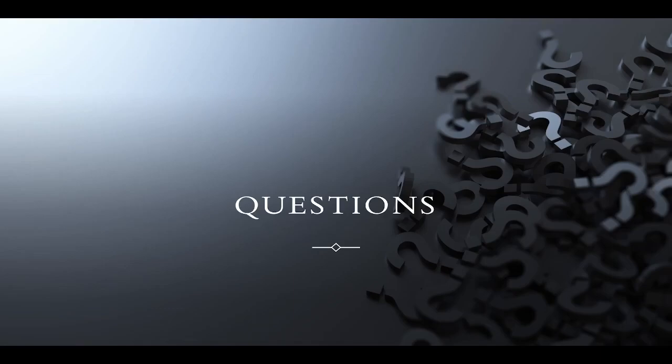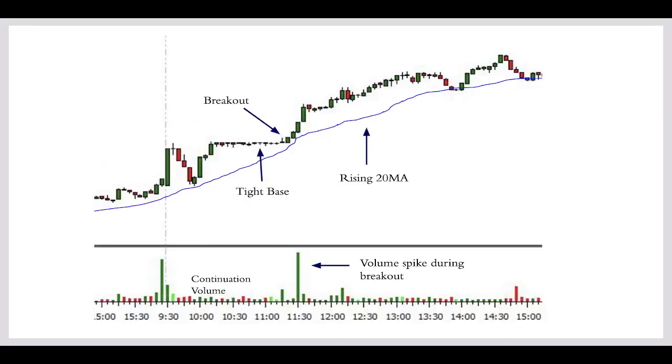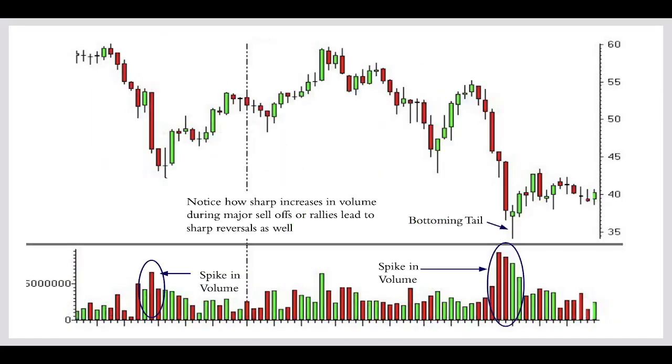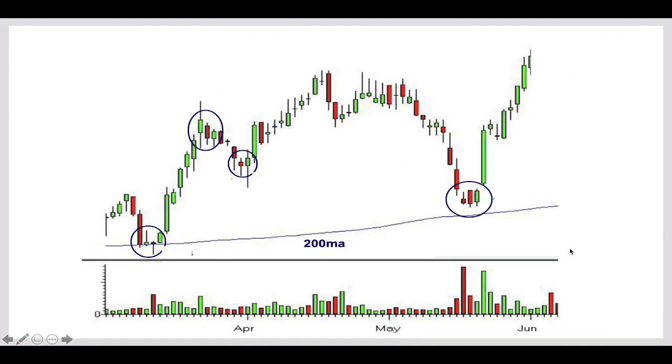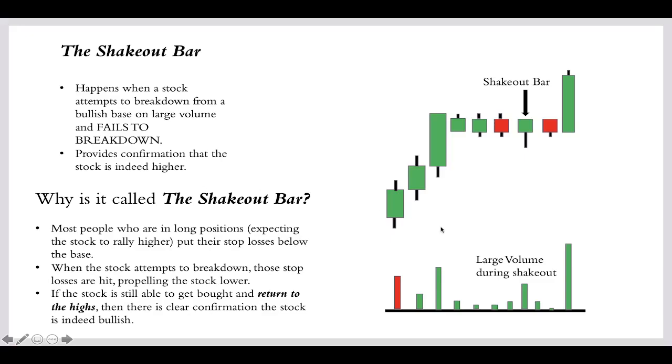So I would really recommend rewatching this as well and really understanding that what makes volume so interesting is the fact that it can tell you when a move is being ignited. It can tell you when a potential reversal is coming, okay? And continuation volume during a base could also give you clues whether that's actually a high quality base, okay?